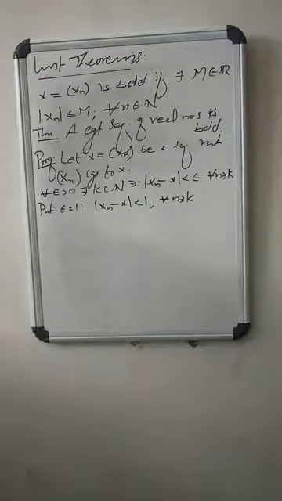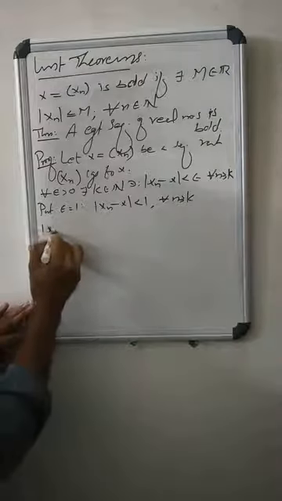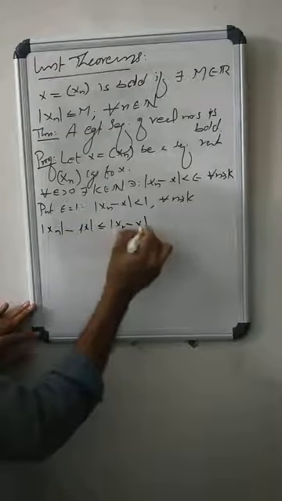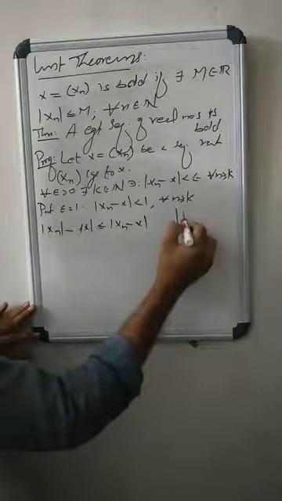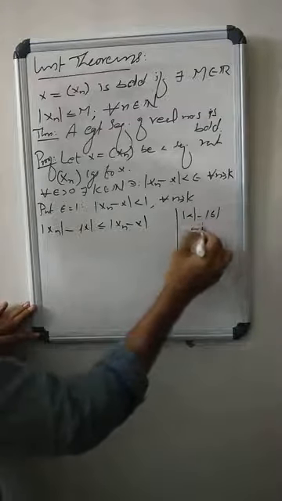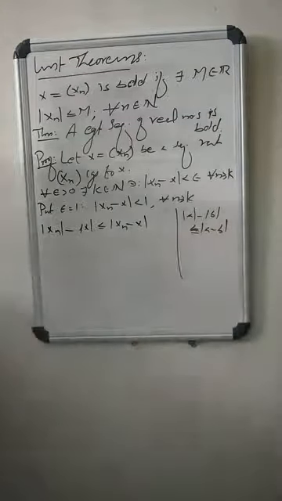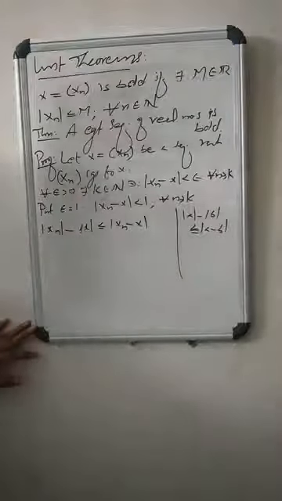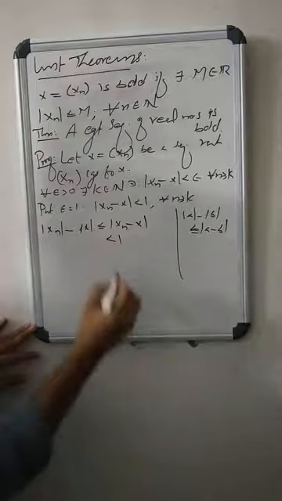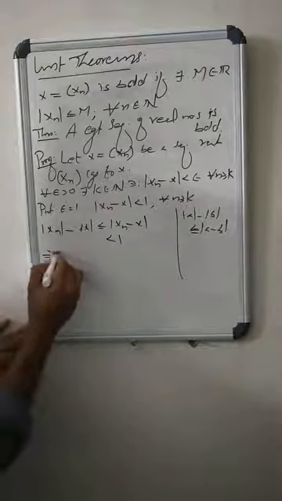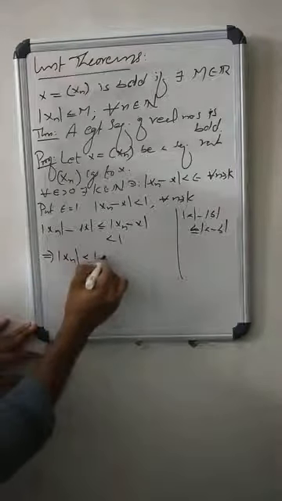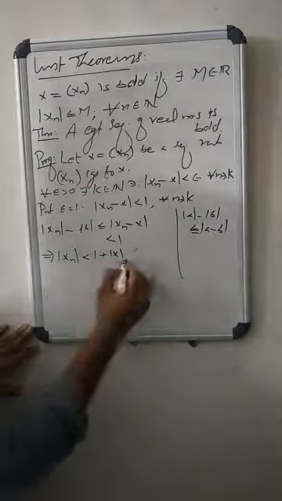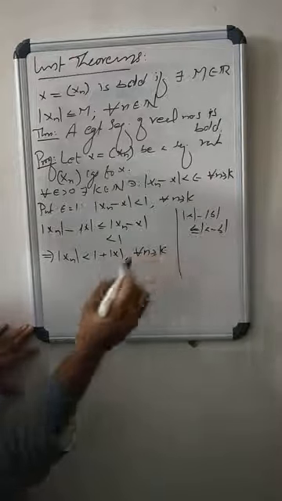Mod xn minus x strictly less than 1. But we have mod xn minus mod x less than or equals mod xn minus x. We already proved that in previous chapters: mod a minus mod b less than or equals modulus of a minus b. According to that argument, mod xn minus mod x is less than or equals mod xn minus x, which is strictly less than 1. That means mod xn is strictly less than 1 plus mod x for all n greater than or equals k.